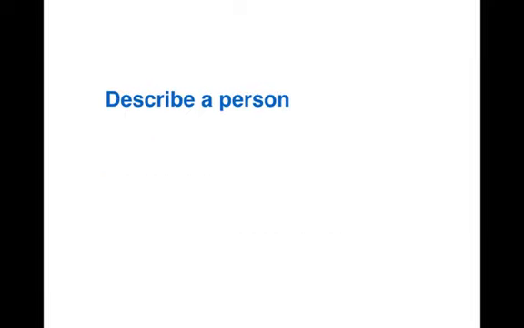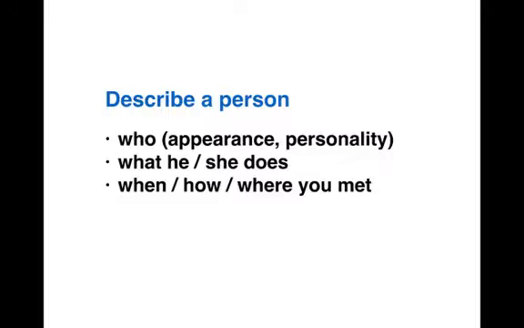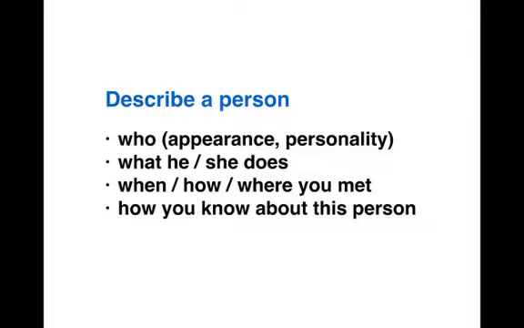What do they ask you to describe about this person? Well, if you just think in terms of the question words, this is what they usually ask. Who, what, where, when, how, why. For example, who is this person? They want you to describe who the person is, of course. What he or she does. When, how, or where you met. Or if it's a famous person that you haven't met, how you know about this person.